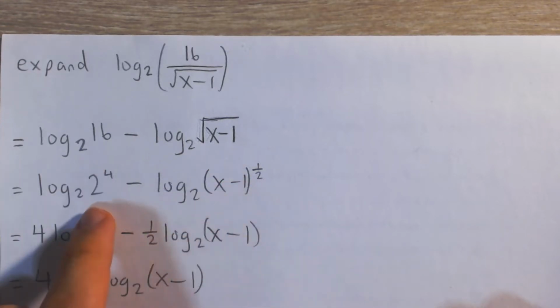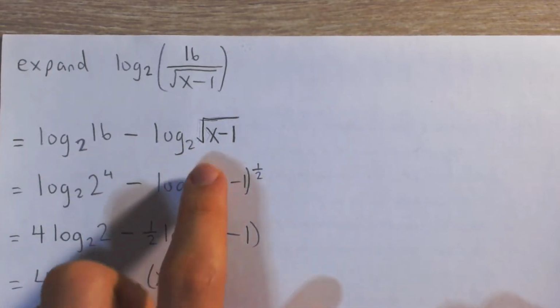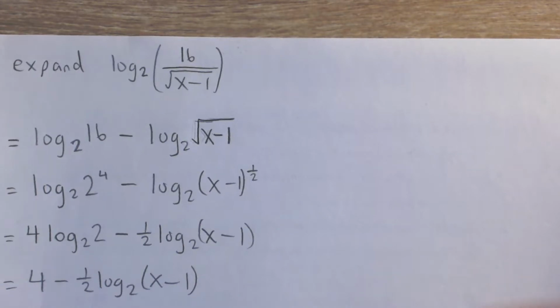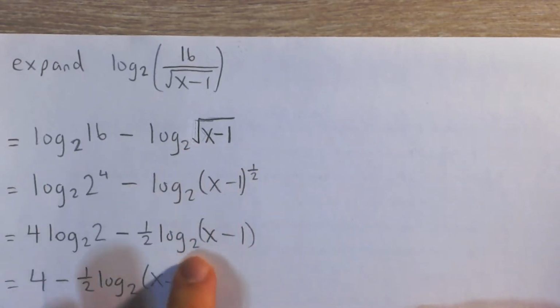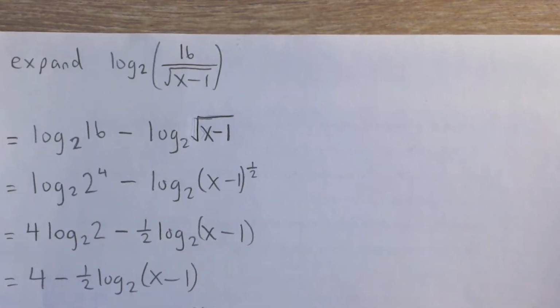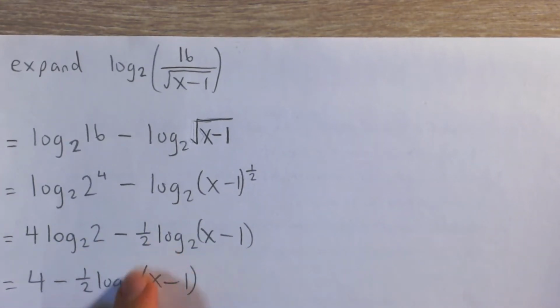Similarly, on the other side, I'm going to write this with an exponent. In this case, the square root is the exponent 1/2. So I write that as 1/2. Then I can use the power law, bring that 1/2 into the front. And so now my final answer is 4 minus 1/2 log base 2 of x minus 1.